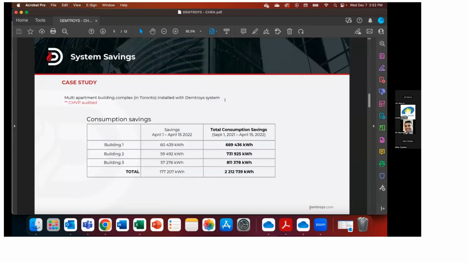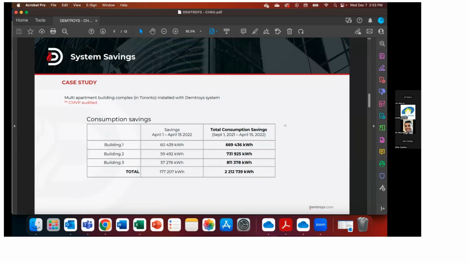Just a really quick case study here on a building that was done in Toronto just last year or earlier this year. So in a very short amount of time, over the course of 8 months, this is 3 different buildings. We saved, with our system installed, 2.2 million kilowatt hours. To put that in perspective, based on Ontario rates currently, somewhere in and around that 10 cents per kilowatt hour range, that's over $200,000. It's $221,000 saved just in heating costs alone.